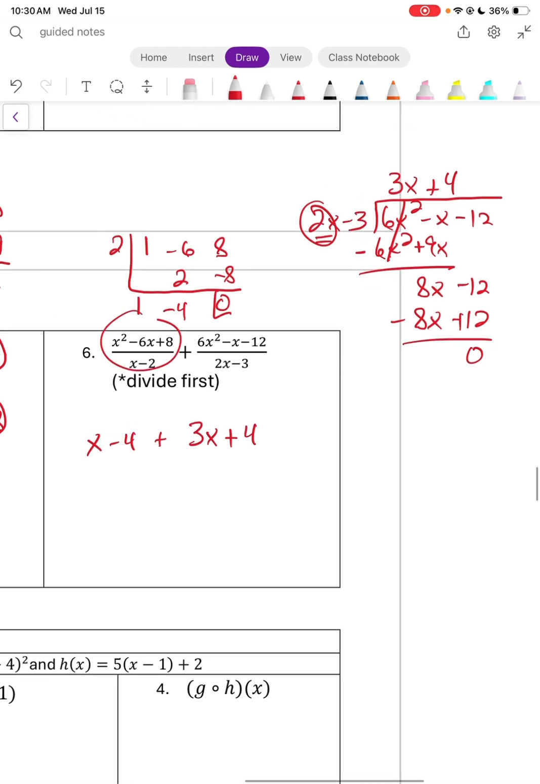Now that we have both of them divided, we can now combine like terms. We can add and subtract when things are like. X plus 3x is 4x. A negative 4 and a positive 4 cancels each other out, and that big, long, ugly term turns into 4x.